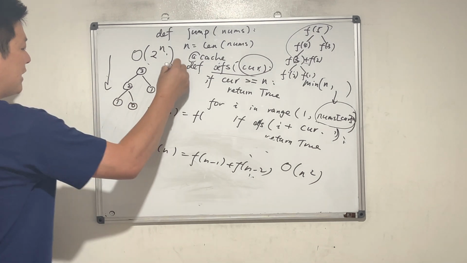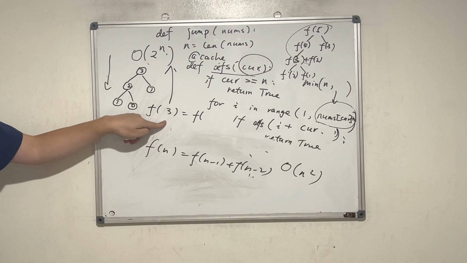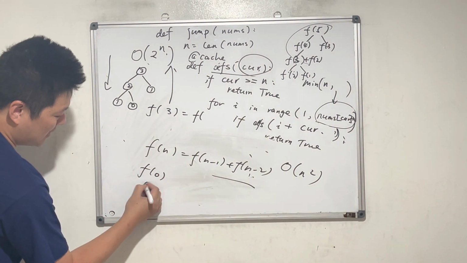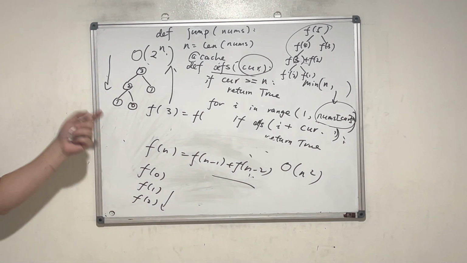Bottom-up is this way around. We calculate F0, F1, F2, F3. So we calculate this way. We start with F0, F1, and F2 this way. So this is bottom-up, right?